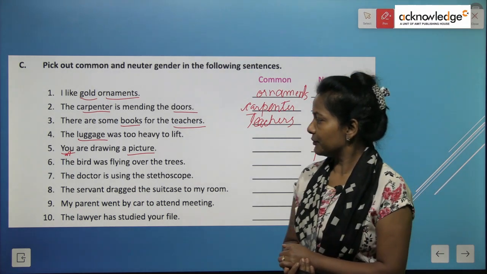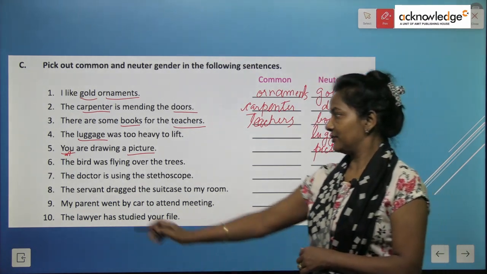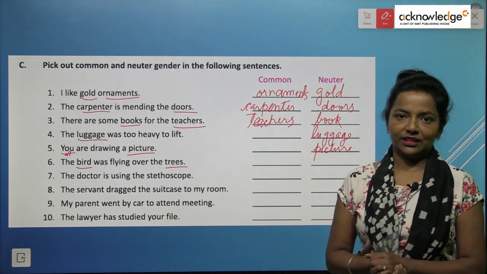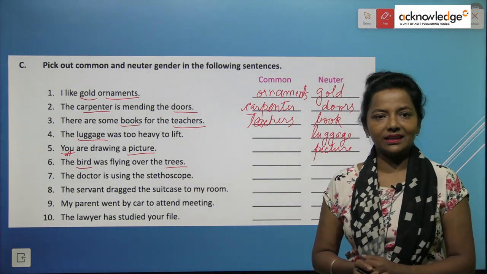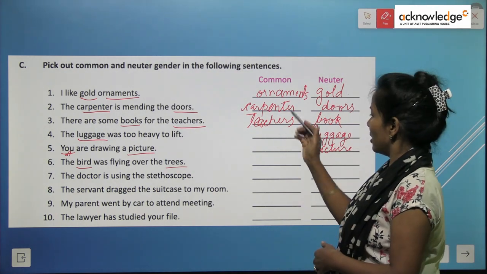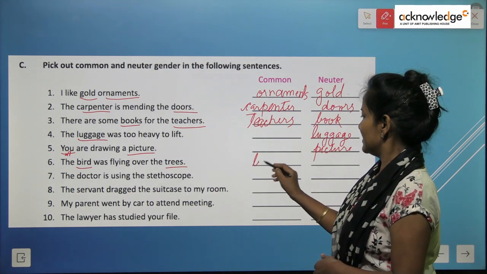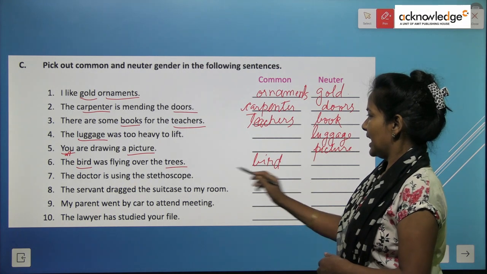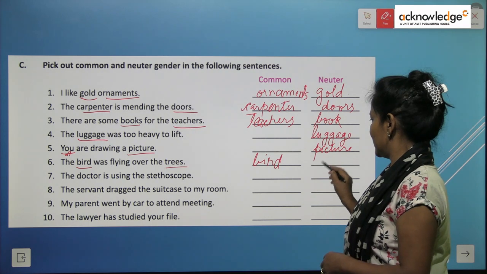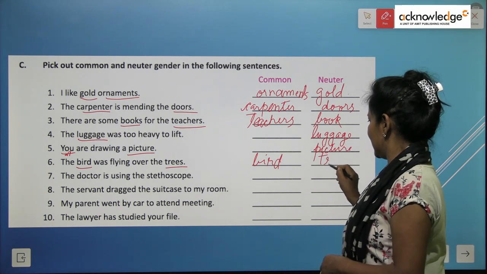The bird was flying over the trees. First find out the noun, the bird and trees. Bird. So bird comes under which gender? Children, bird comes under common gender. So bird is a common gender and trees, they come under neuter gender, non-living things.